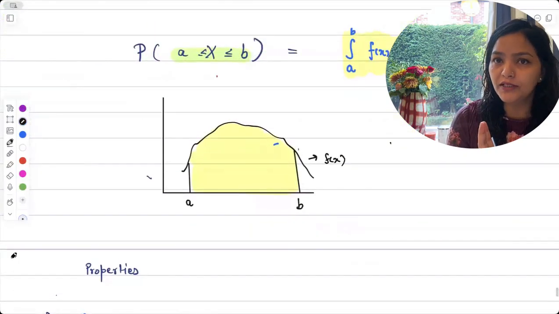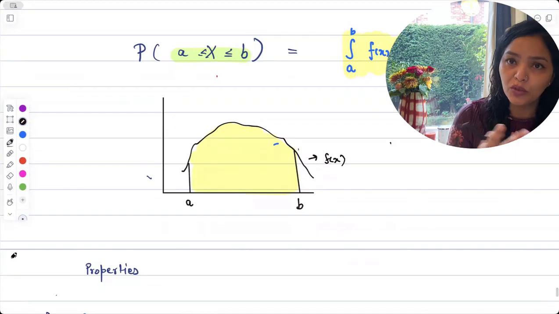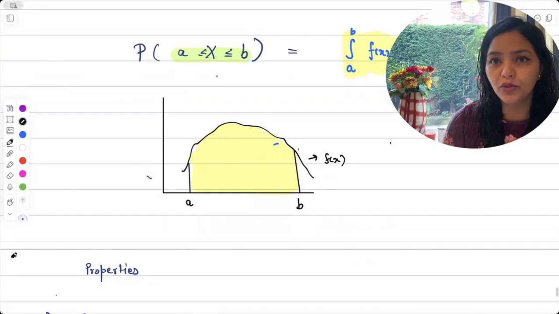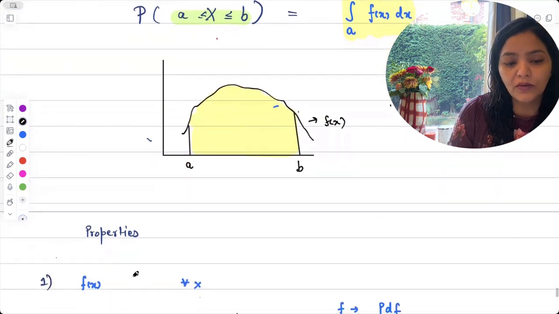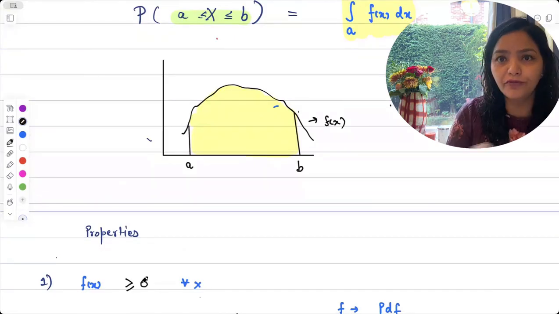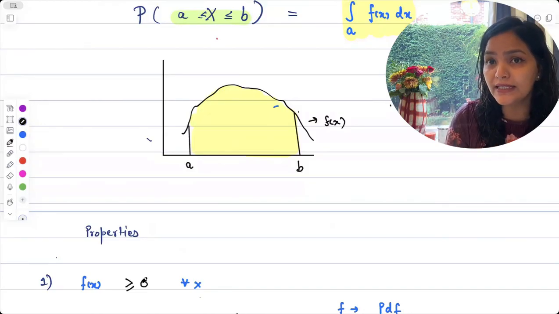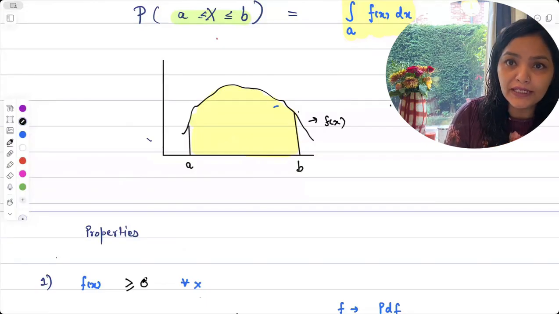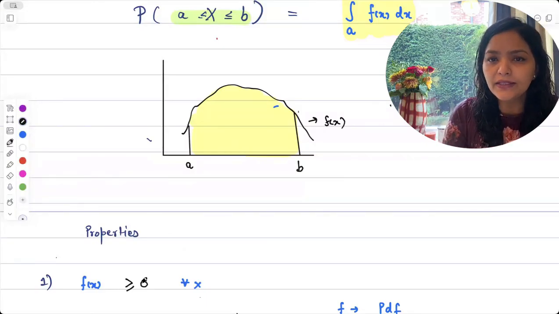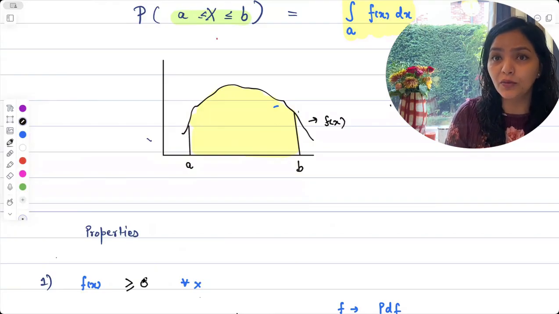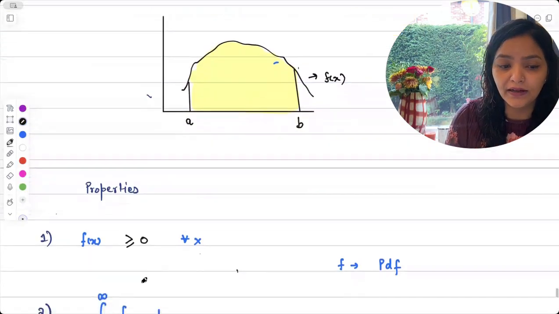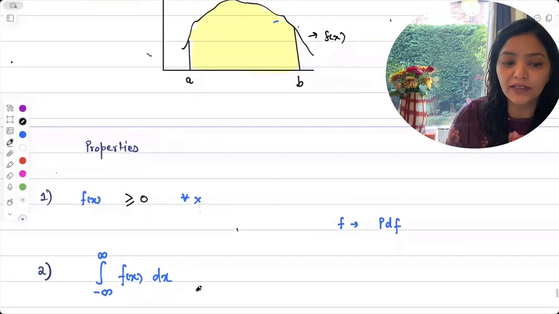So there are two properties for probability. For the mass function, we had two properties. The same two properties will hold true here also. Number one, it's probability, so it has to be non-negative. So f(x) is always greater than or equal to 0 for all x, no matter what x is. And secondly, the sum of all probabilities has to be equal to 1. That's what we learned in discrete. Here, your probabilities are not sums, but areas. So since the total probability has to be 100%, the total area between minus infinity and infinity, f(x) dx, has to be equal to 1.